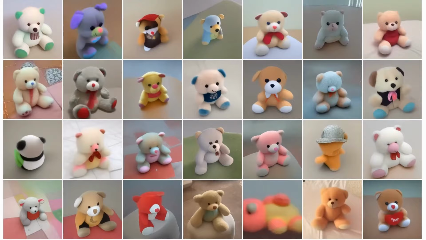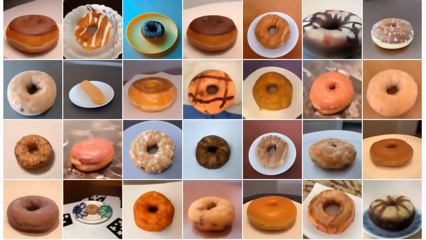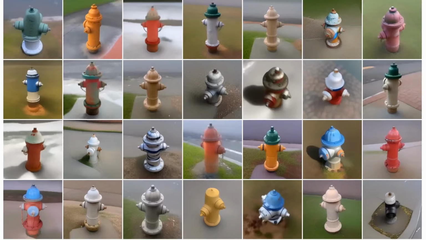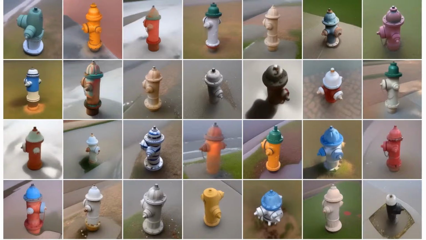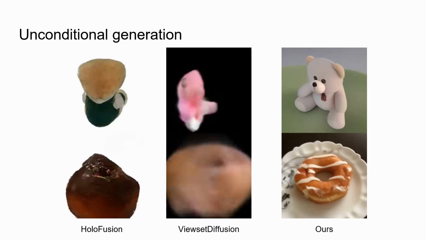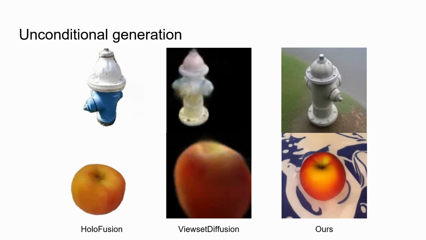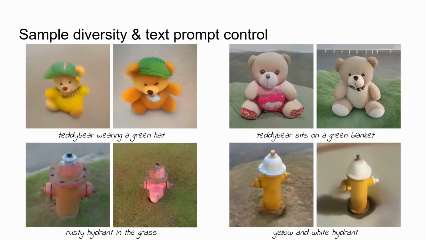Given poses and text as input, our approach generates consistent images of 3D objects. We can vary the angle of the camera viewpoints from which the objects are rendered. The objects display high amounts of diversity and are placed in authentic surroundings. In comparison to baselines, our images show higher detail as well as authentic surroundings. Our method accurately follows text descriptions and can generate multiple plausible objects.